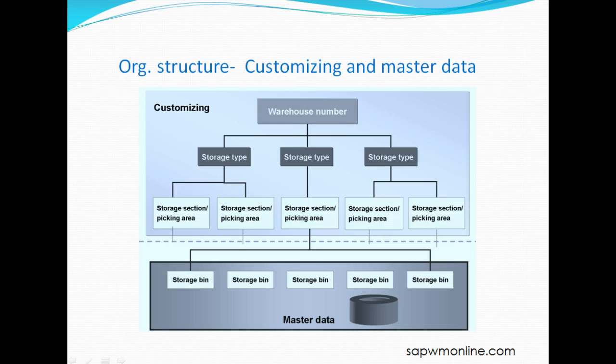So after understanding the org structure hierarchy, let us understand what from this org structure is customizing and what is master data. So the warehouse number, storage type, and storage section are the customizing part, whereas the storage bin is the master data. Along with storage bin, you also have to change the material master and add WM views to it to fully complete the WM integration.